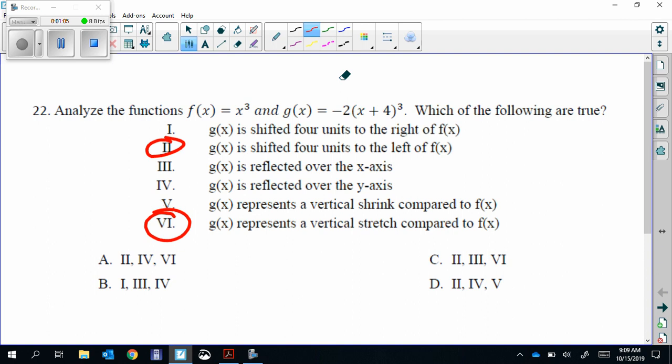When you reflect up and down, that would go across the x-axis. That's what it would reflect over. So 2, 3, and 6.